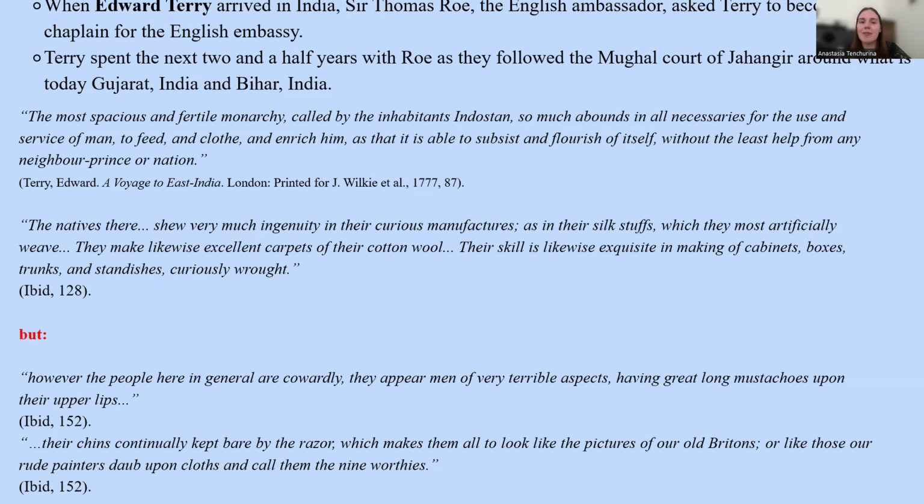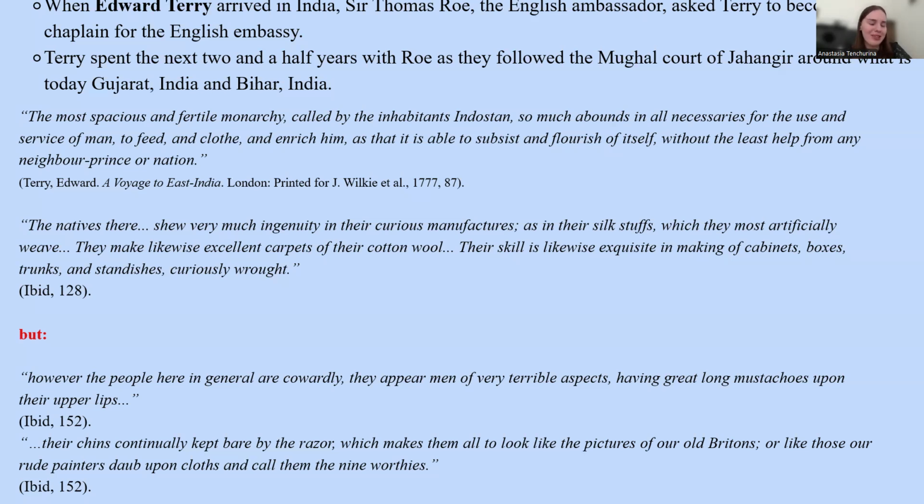It contains some of the strongest positive descriptions of India in the travel materials. He calls India the most spacious, fertile monarchy, called by the inhabitants Hindustan, and writes that it so much abounds in all necessaries for the use and service of man to feed, to clothe, and enrich him. And it can flourish of itself, which is very important, without the least help from any neighbor, prince, or nation.